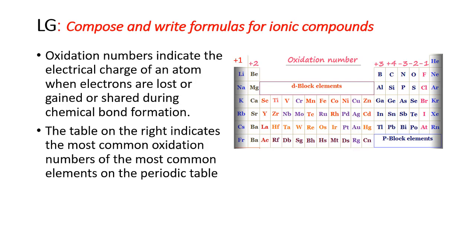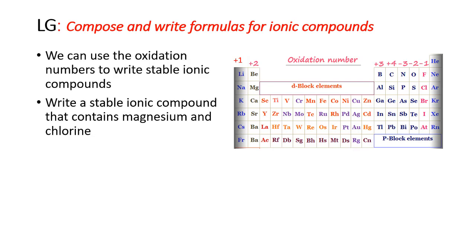The table on the right indicates the most common oxidation numbers of the most common elements on the periodic table. We're going to avoid our transition metals because they have some different rules. We can use the oxidation numbers to write a stable ionic compound, so let's go ahead and do a practice. Let's write a stable ionic compound that contains both magnesium and chlorine. Magnesium is right here in the periodic table, so let's bring that guy down. Chlorine is right here in the periodic table. We're going to bring that guy down.